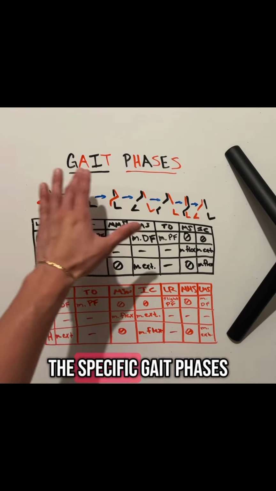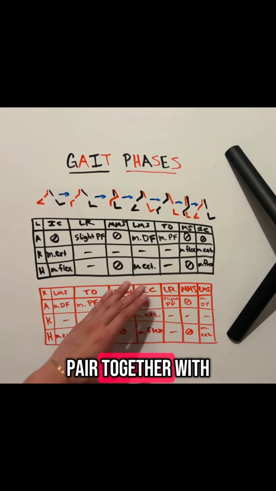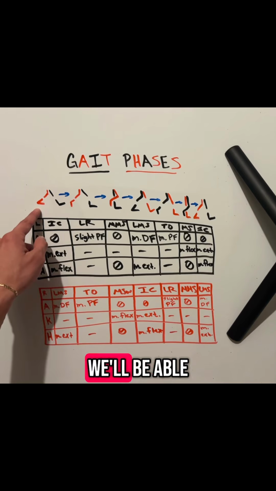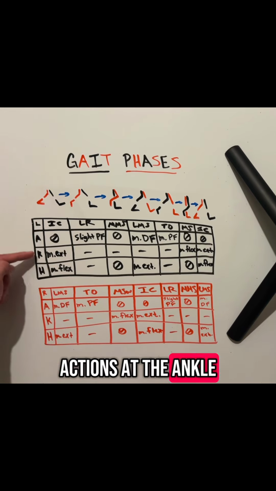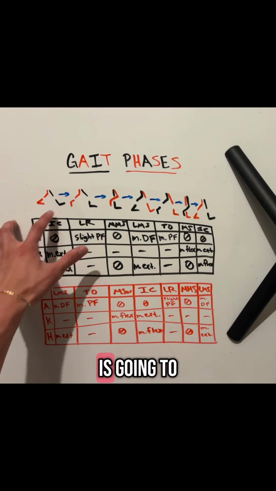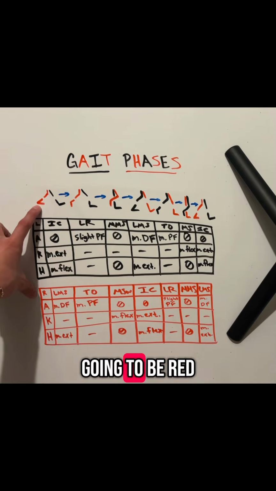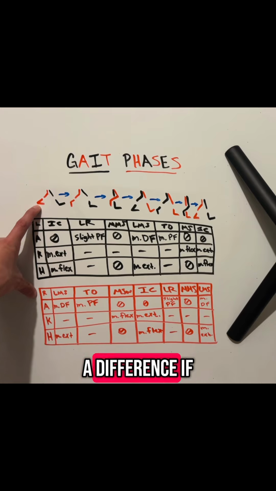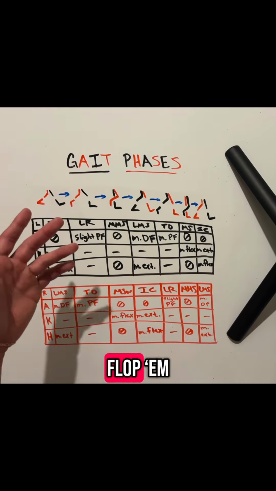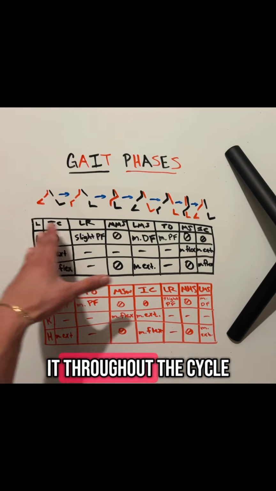Now, as we start looking at the specific gait phases and how they pair together with the right and left legs, we'll be able to see the actions at the ankle, knee, and hip respectively. So for this example, the left leg is going to be black and the right is going to be red. It doesn't make too much of a difference if you want to call one the right and one the left, or flip-flop them, but you have to stick with it throughout the cycle.